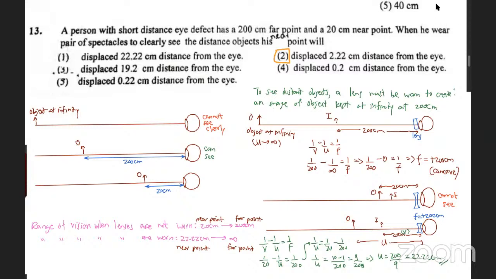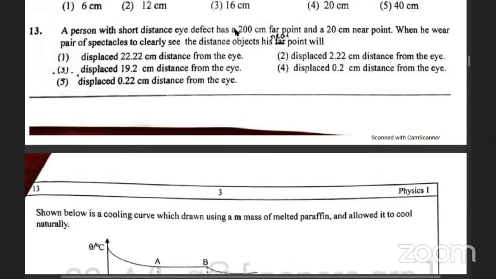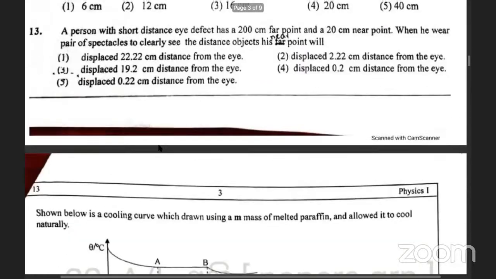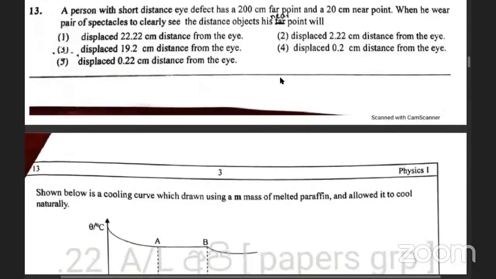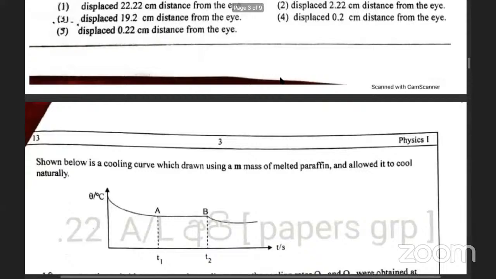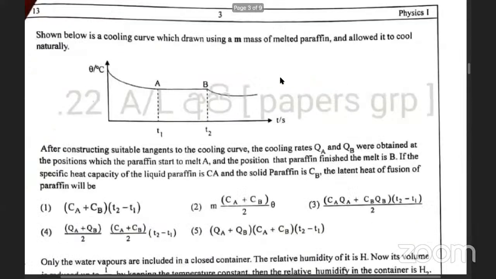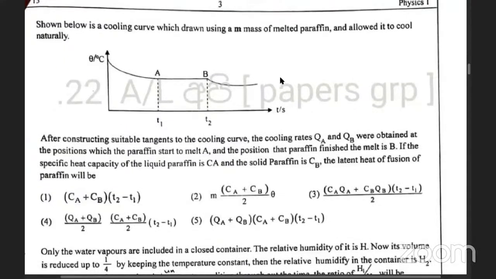Okay, right, fine. We'll not get fixated. We'll move on. But all of you should have got 22.22. It's not good enough otherwise. You should have done it because that's quite a regular question under eye defects.